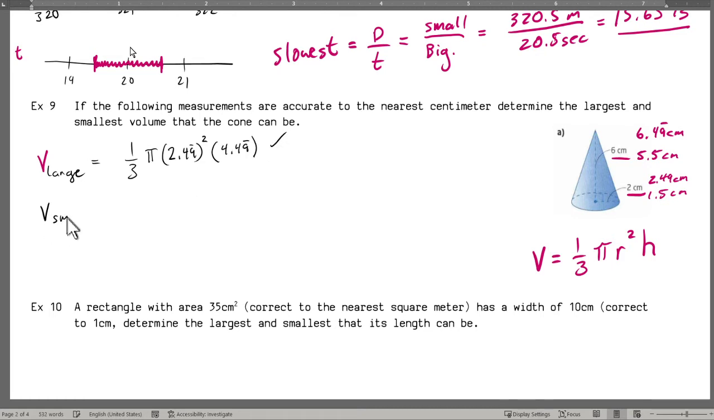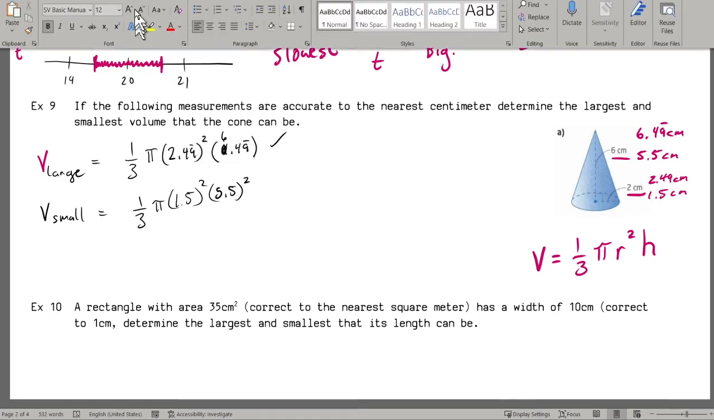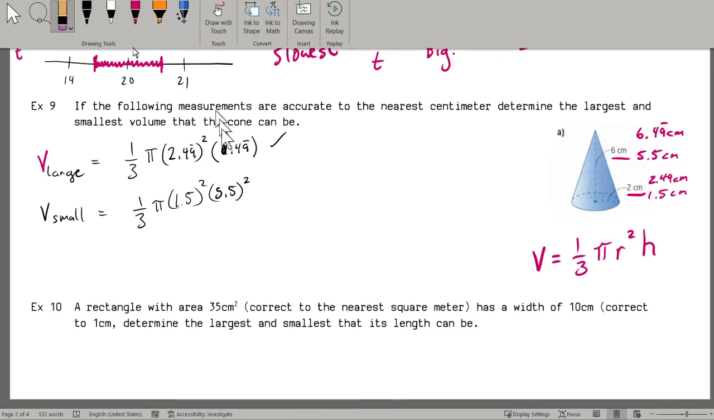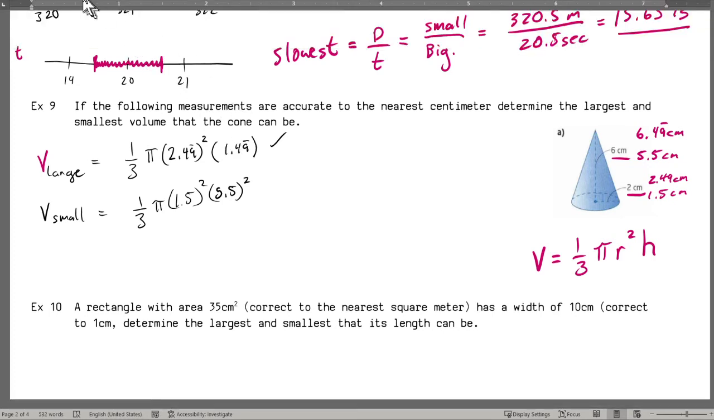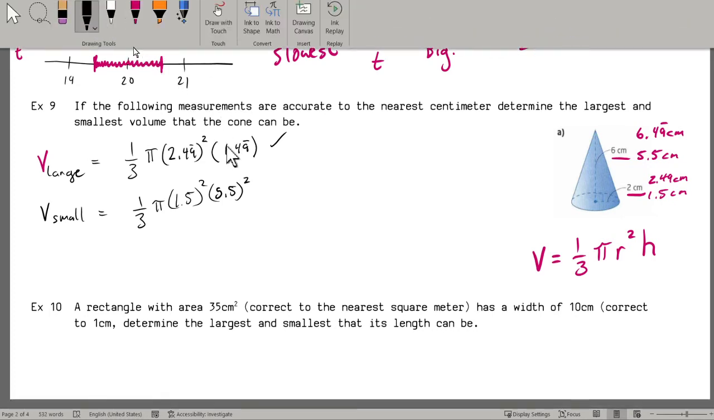My smallest possible volume is going to be 1/3 pi 1.5 squared times 5.5 squared. This is supposed to be a 6, by the way. 6. I don't know why I wrote a 4 there. Let me fix that up.